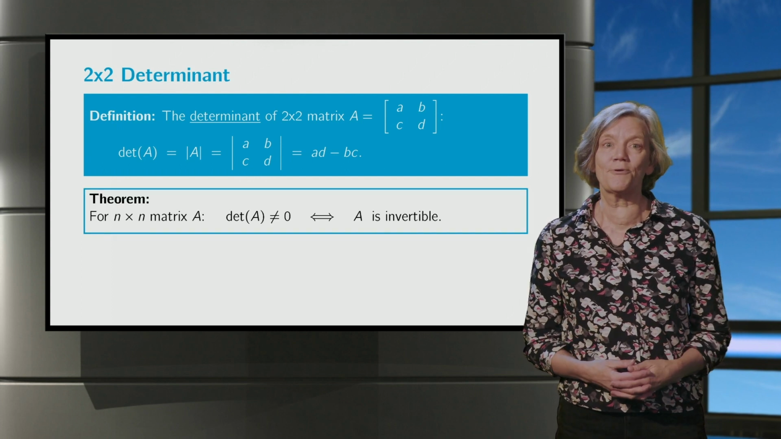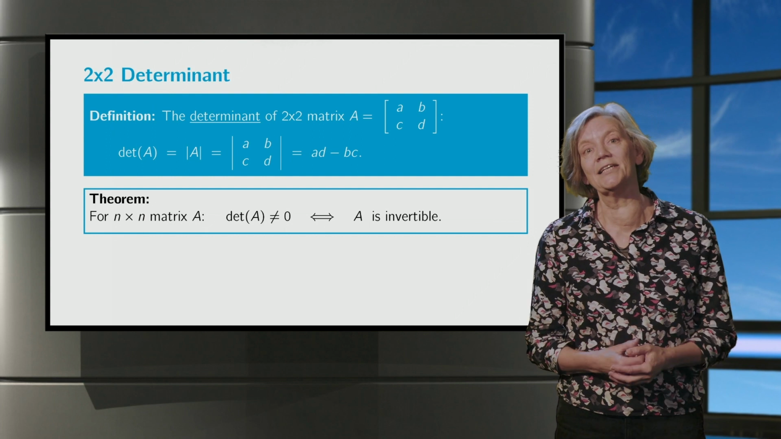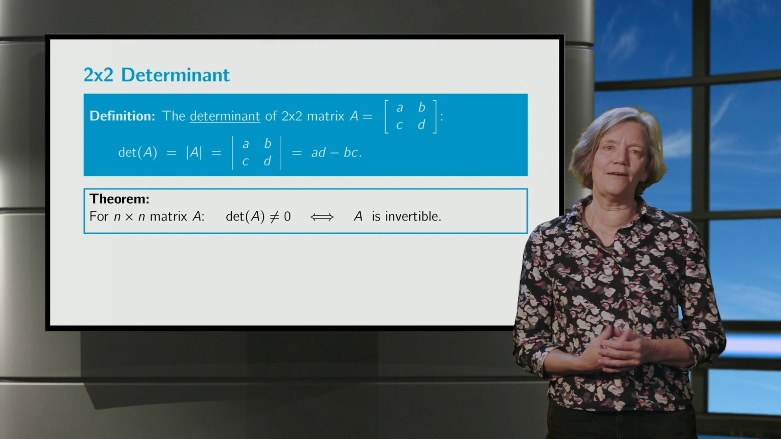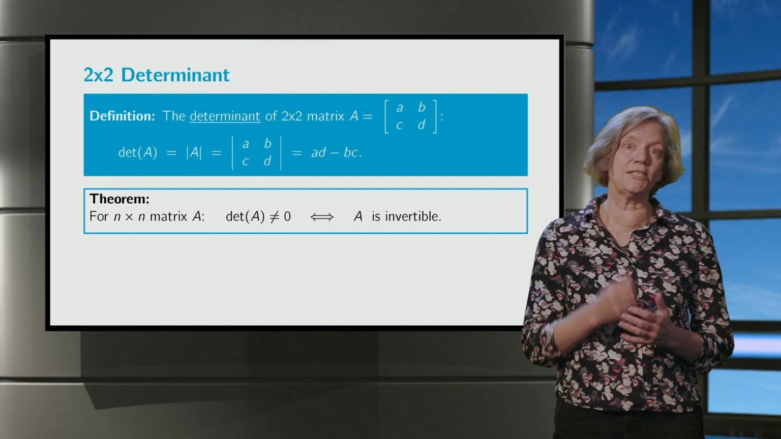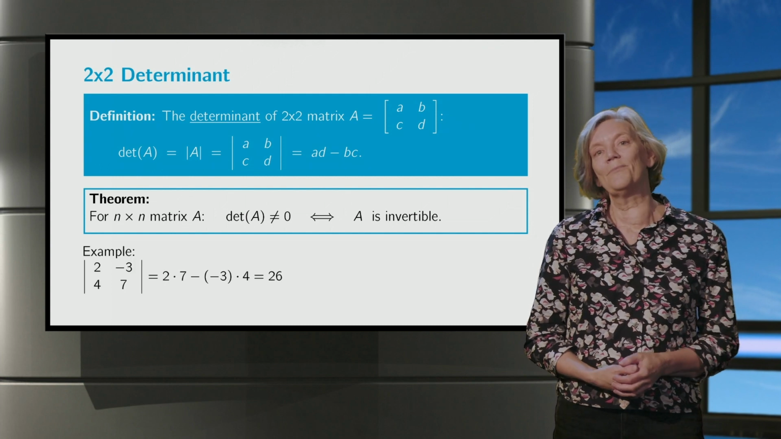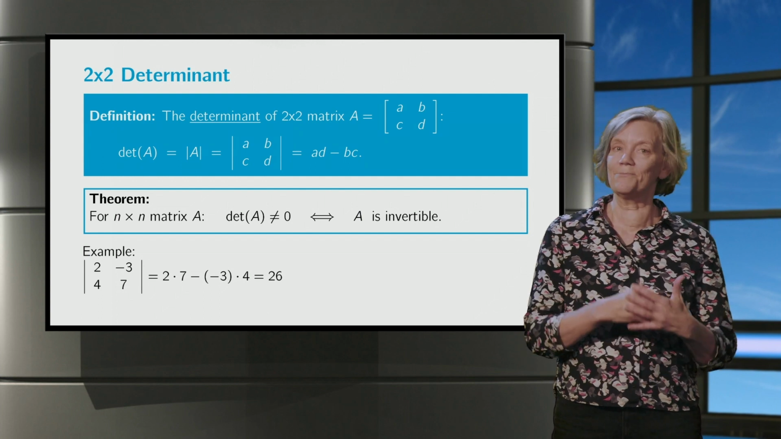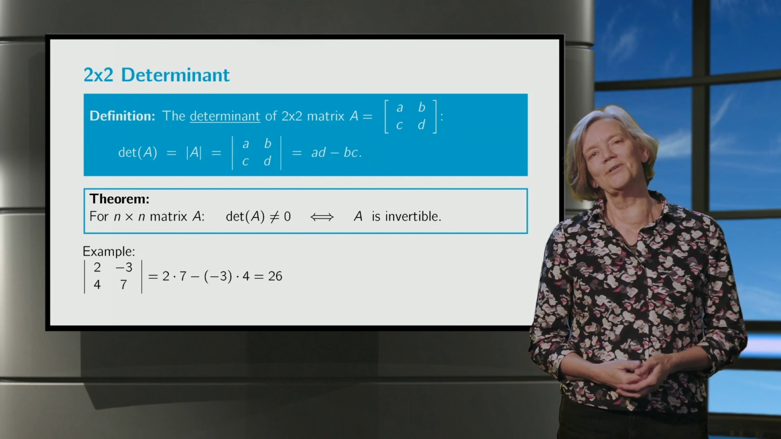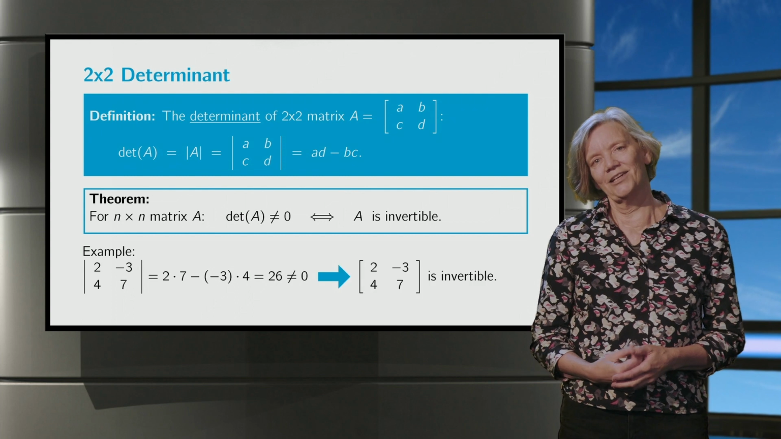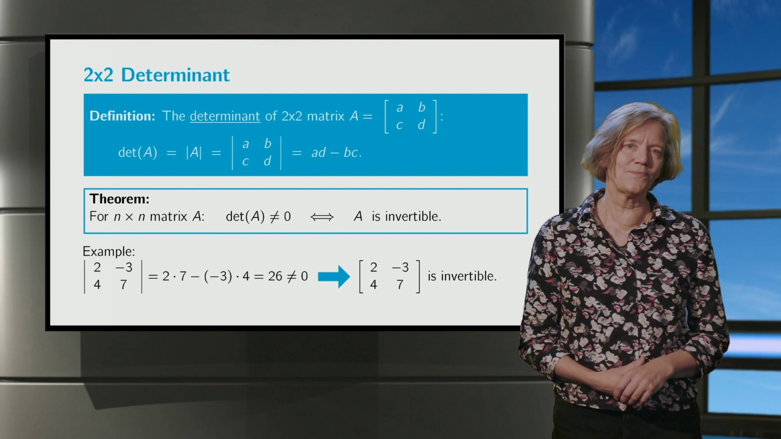Also, for larger square matrices, it holds that A is invertible if and only if its determinant is non-zero. For example, this matrix has a determinant of 2 times 7 minus 3 times 4, which equals 26. So this matrix is invertible.